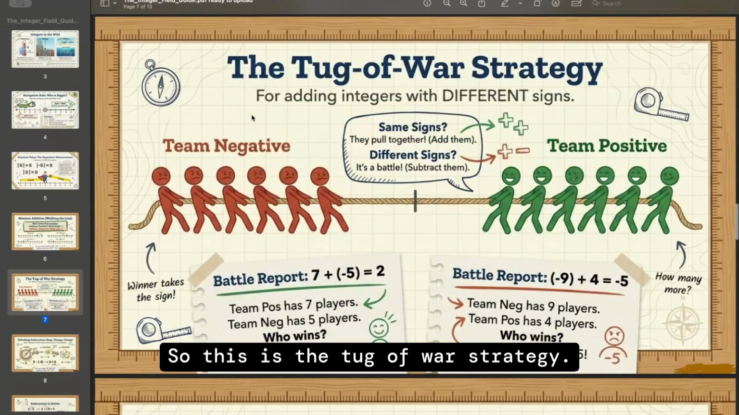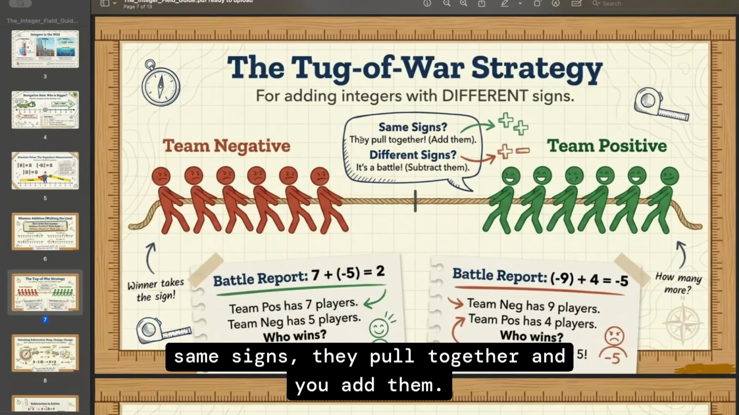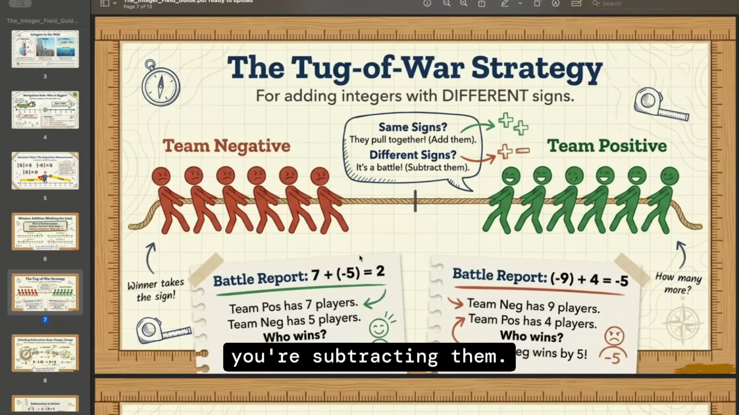So this is a tug-of-war strategy. When you're adding integers, if they have the same signs, they pull together and you add them. If they're different signs, then it's considered a battle, and you subtract them.